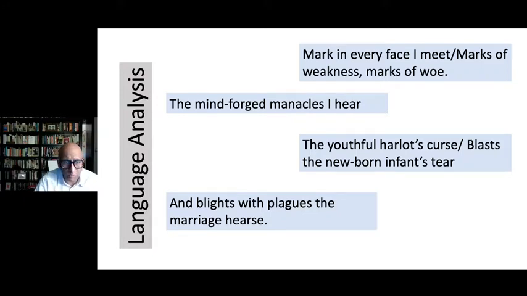What I'd invite you to do is now pause and work on how you would zoom into these words and analyze words like mark and marks. Weakness, woe, that image of mind-forged. You might want to look up forge, and it's not necessarily forgery, but it could be to think about the blacksmith forging something in metal, the idea of curse and blight and plague, and that paradox, that contradiction of marriage hearse.